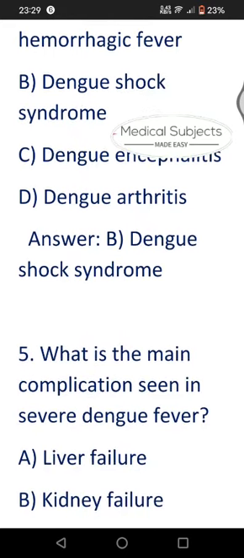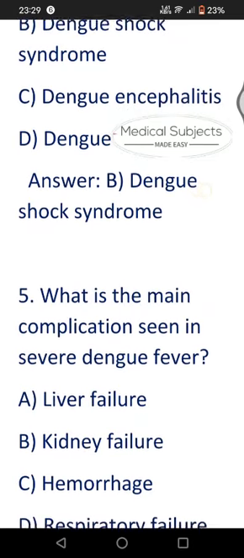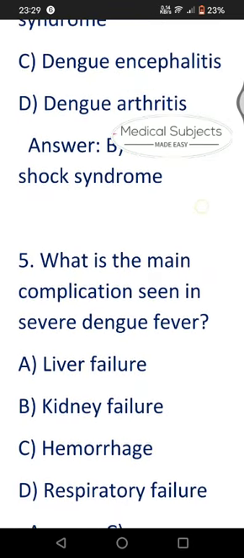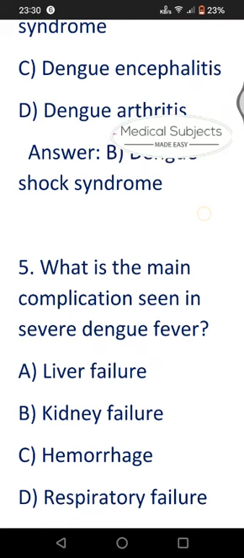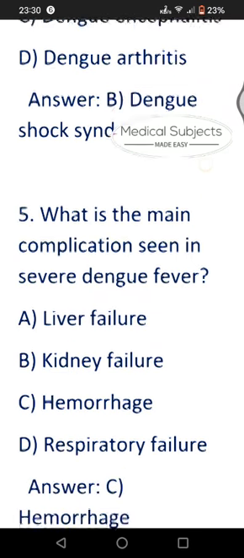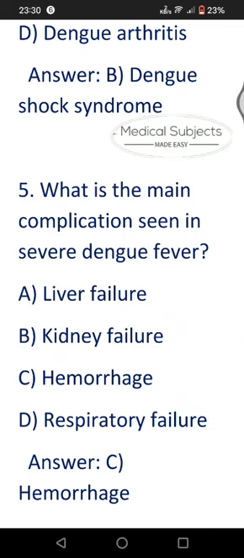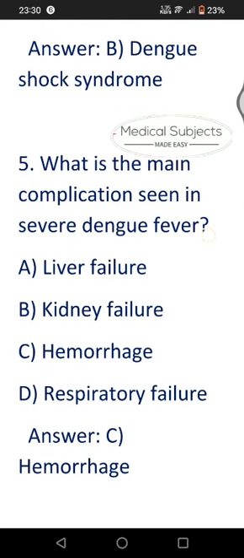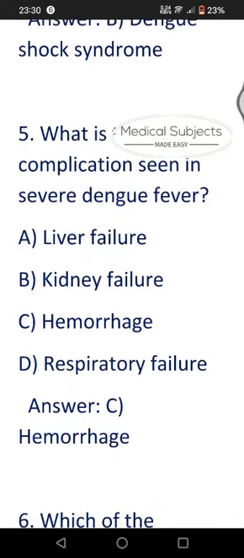What is the main complication seen in severe dengue fever? Liver failure, kidney failure, hemorrhage, and respiratory failure. So the answer is hemorrhage. A person dies of hemorrhage. The platelet count decreases, there is thrombocytopenia, and internal hemorrhage or bleeding in the internal organs happens, and a person dies because of hemorrhage in severe dengue fever.